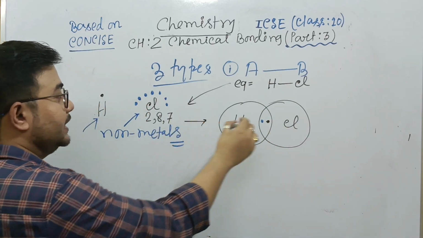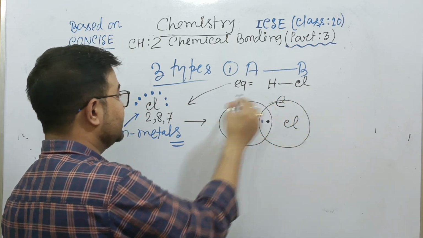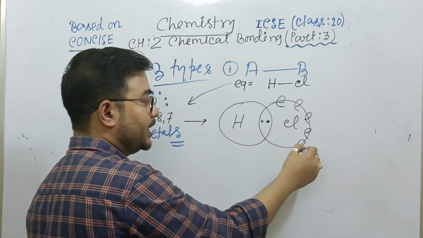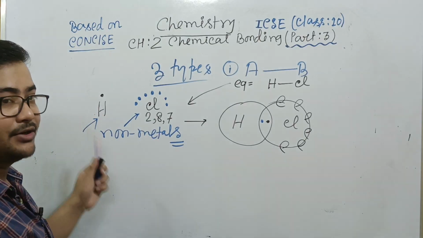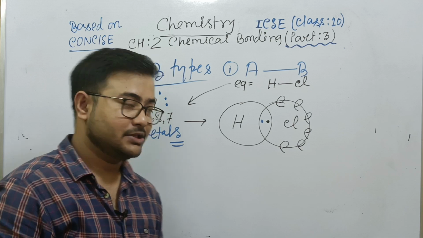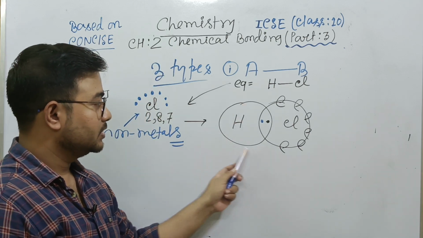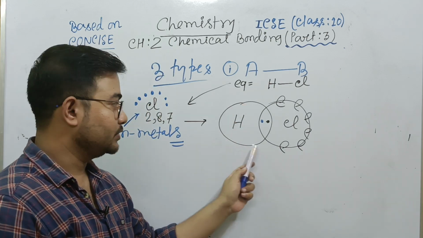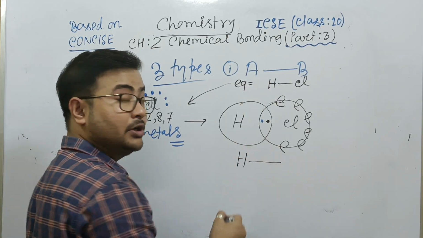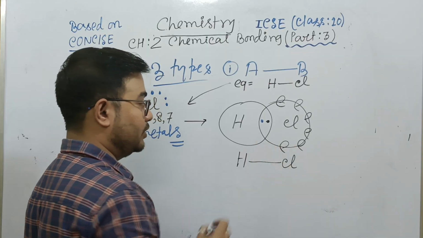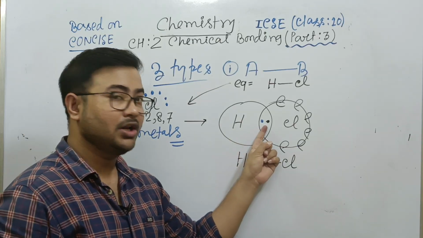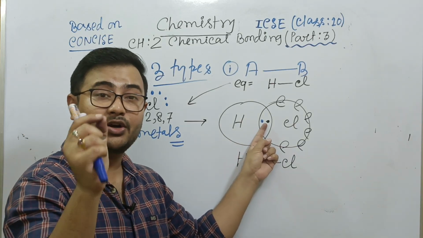So how many electrons are present in the outer shell? Initially it was 7, and 1 is donated here, so 1, 2, 3, 4, 5, 6. But in case of hydrogen, only 1 electron is there, and it donates this 1 electron in the common space. So no electrons are present in its outer shell. Now how many pairs? 1. So how many bonds will form? Only 1 bond will form. Do you understand?